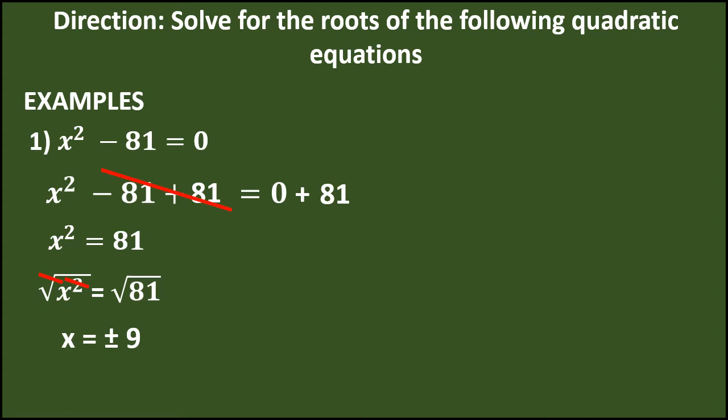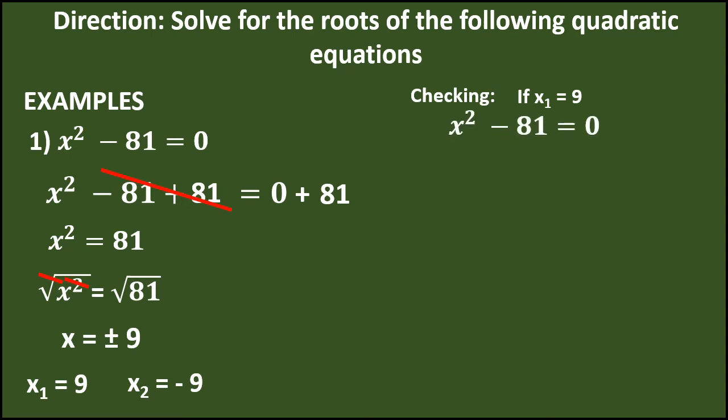So we have two values for x here, the positive number and the negative number. So x1 is equal to positive 9, x2 is equal to negative 9. Before we accept these two numbers, we have to check them by substituting the value of x into the original equation. So let us now substitute 9 for x.